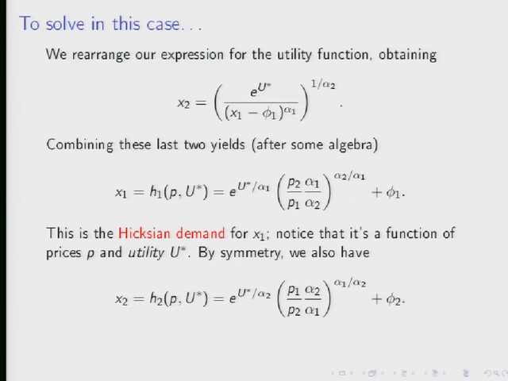So the arguments of these things, as promised, are no longer prices and income. Instead, they're prices and level of utility u star. So these Hicksian demands are the answer to what question?